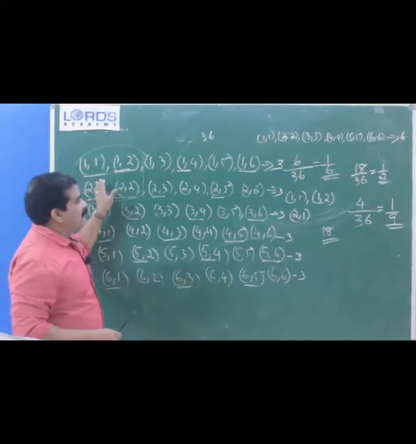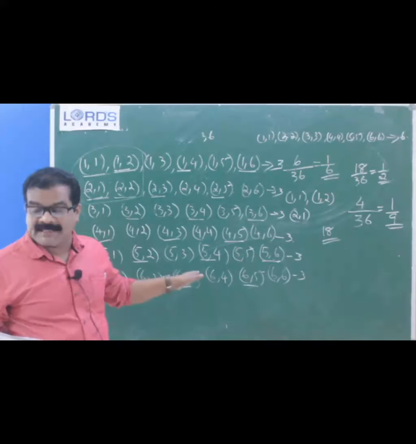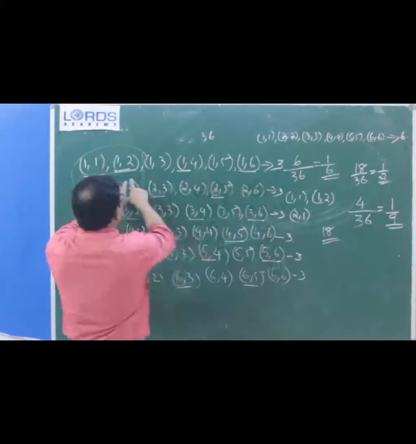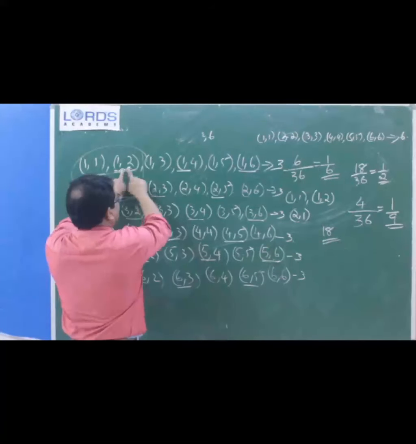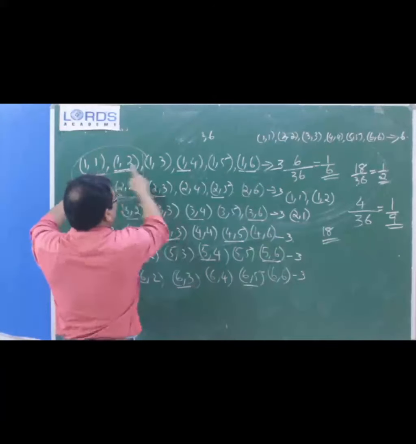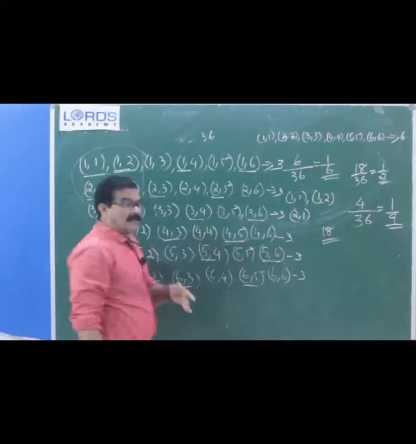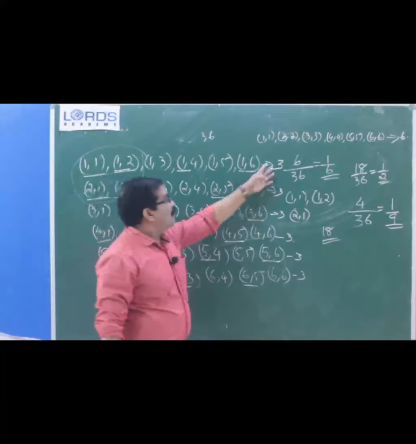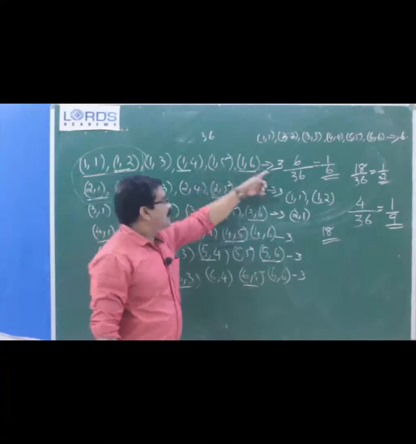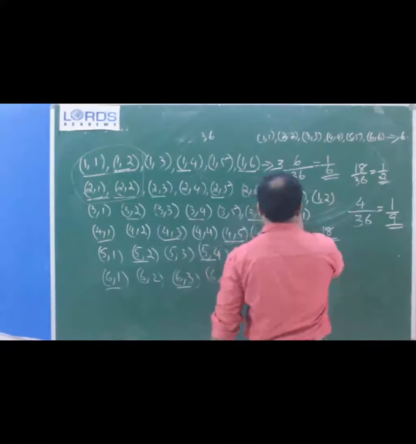Third one, once again I will repeat: what is the probability of getting an odd number as a sum? In each row, you can find 1 plus 2, 3, 1 plus 4, 5, 1 plus 6, 7. The others are even numbers. In each row, you will get 3 odd numbers when you add these digits. So, 3 into 6 is equal to 18.